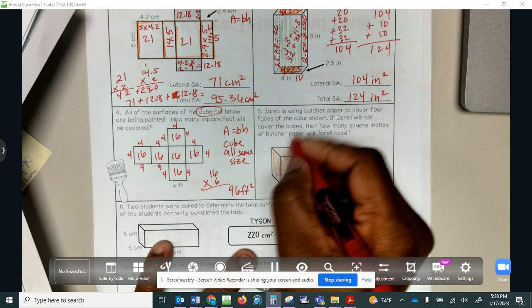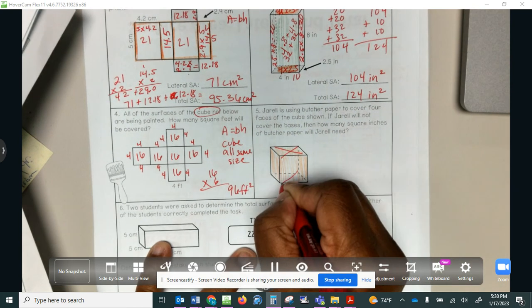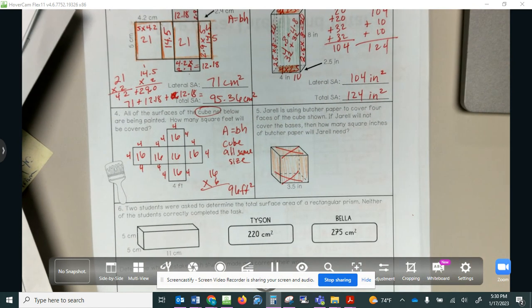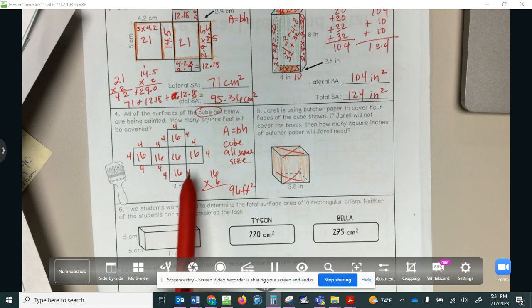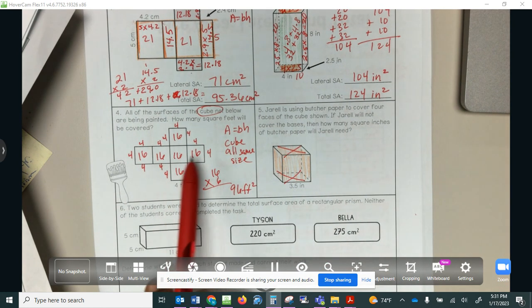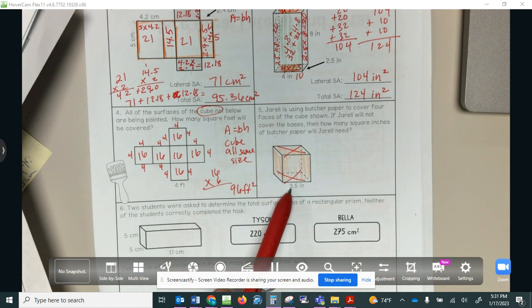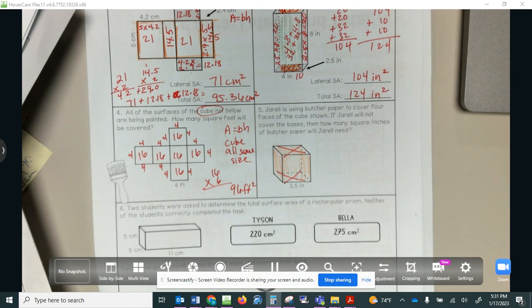So he's not covering the bases. So no base and no base. So how much of his cube is being covered? I want you to go ahead and do the math. Remember, these are cubes. If you need to redraw this shape and put this number on each one of them to do that, please do so. Pause the video, and then you can come back and see what we did.